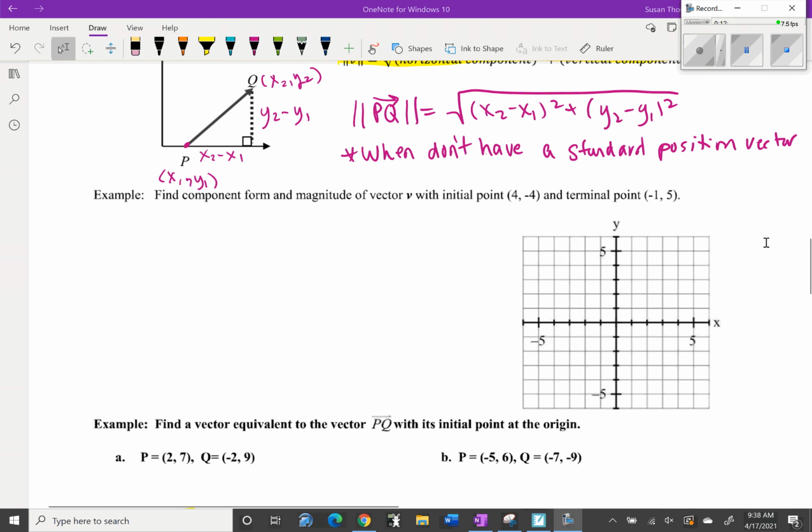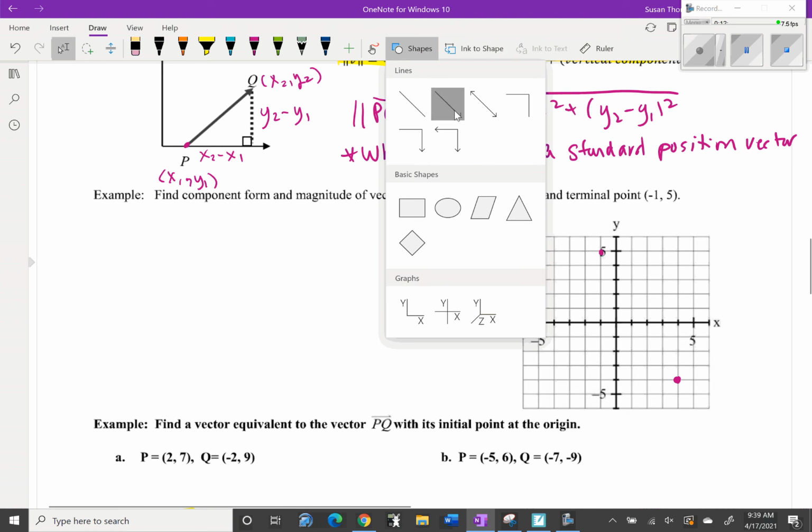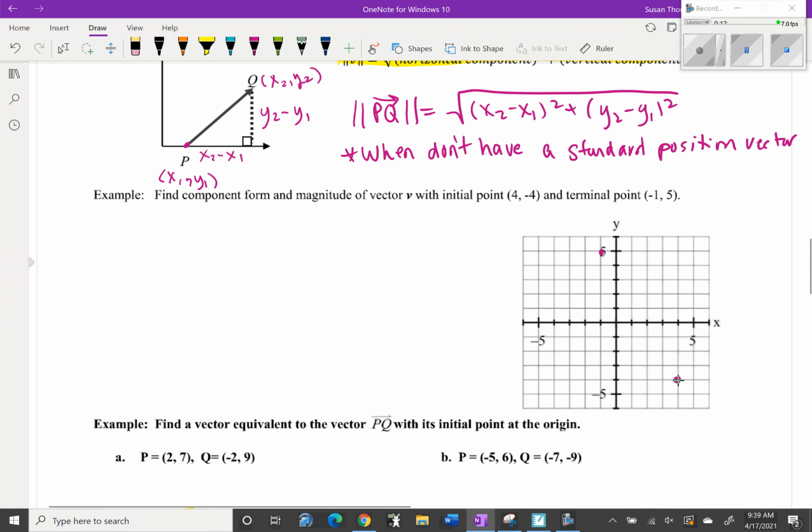All right, so for the next example, it says find the component form and magnitude of a vector v with the initial point at (4, -4), and terminal point at (-1, 5). So we have (4, -4), and (-1, 5). So let's go ahead and get our straight line tool. So this is the initial point and the terminal point.